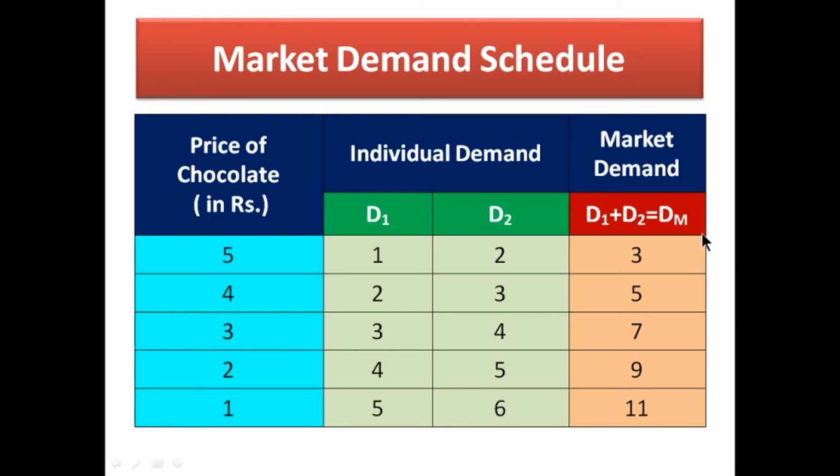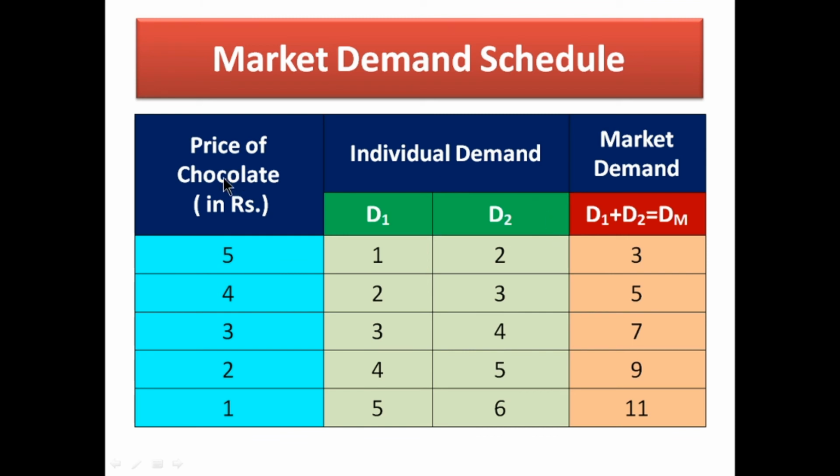So what is our DM? Market demand. So guys, when price of chocolate is ₹5, you can see that first buyer's demand is 1 unit of chocolate, and what is second buyer's demand? 2 units of chocolate. Now when we sum them up, D1 plus D2 means 1 plus 2, then we will get 3 units of market demand at ₹5. So we can say market demand is the sum of all individual demands.